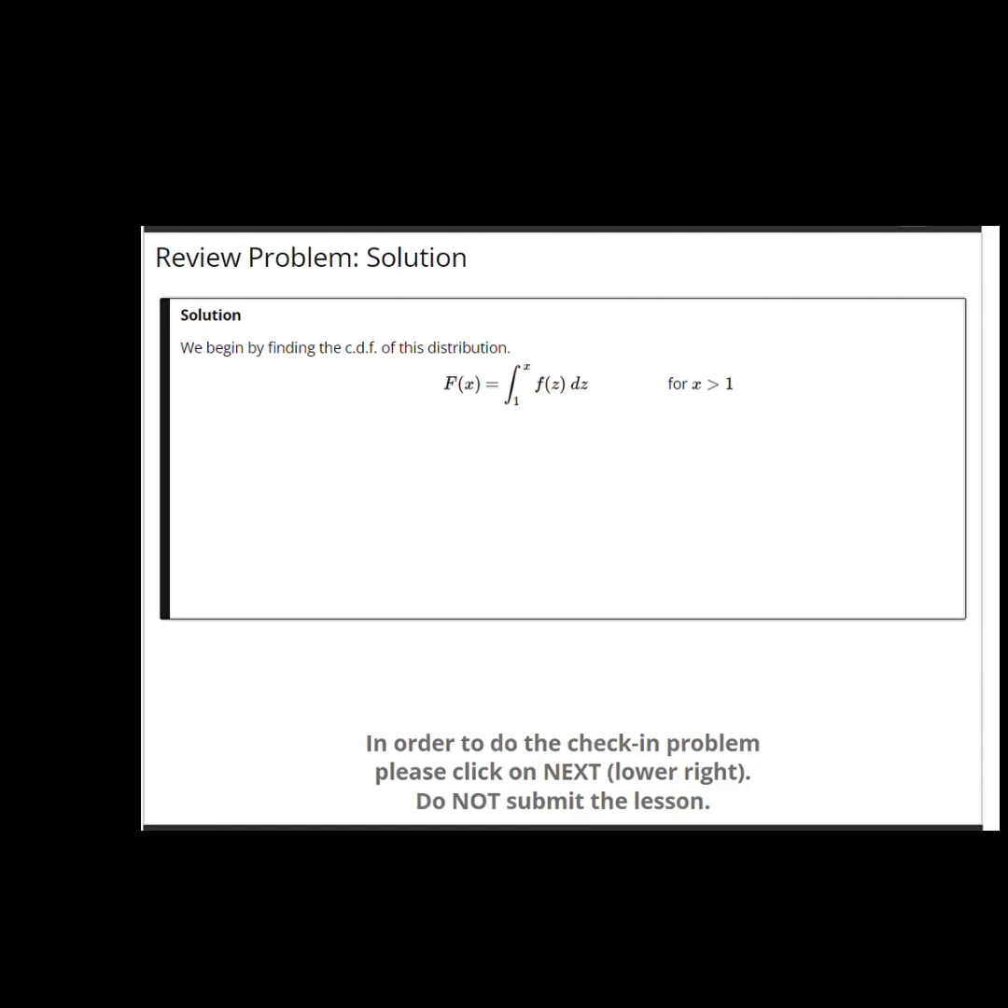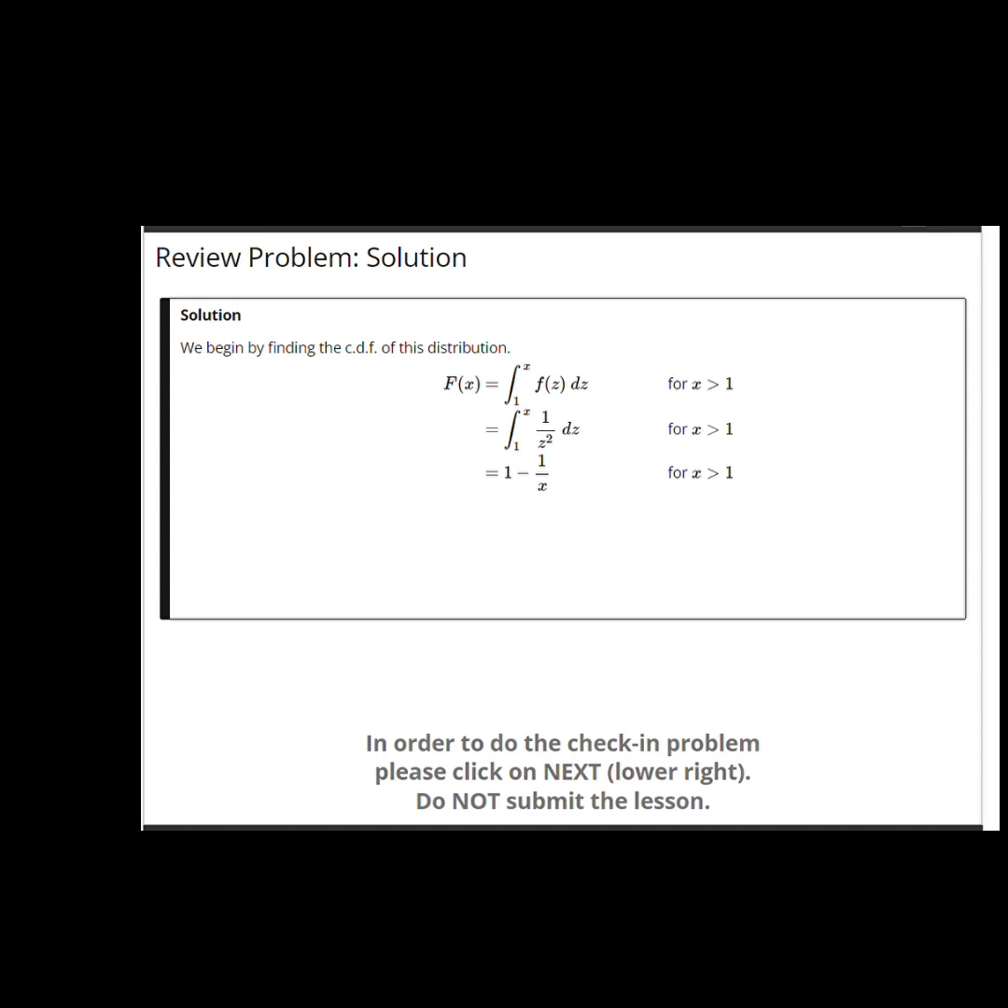We begin, as usual, by first finding the cumulative distribution function of the distribution. Don't make the mistake of trying to invert the density. The cumulative distribution function is the integral from 1 up to x, f of z dz, where x is some value bigger than 1, or the integral of 1 over z squared, which is 1 minus 1 over x for x positive. And you'll notice that that's a strictly increasing and continuous function for x bigger than 1. So it has an inverse.